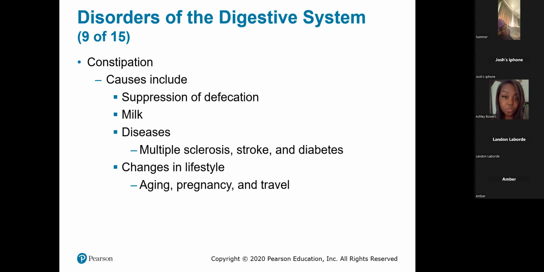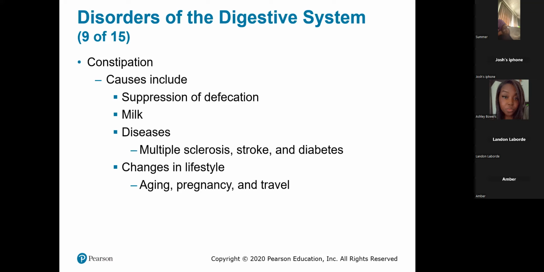Also, a suppression of defecation, maybe somebody that's holding it too long. And again, you're going to get into that a lot with your elderly. Maybe they're having mobility issues and things like that. So they're trying to wait and spread out the number of trips that they have to make. So that can cause constipation. Milk is also known to cause constipation.